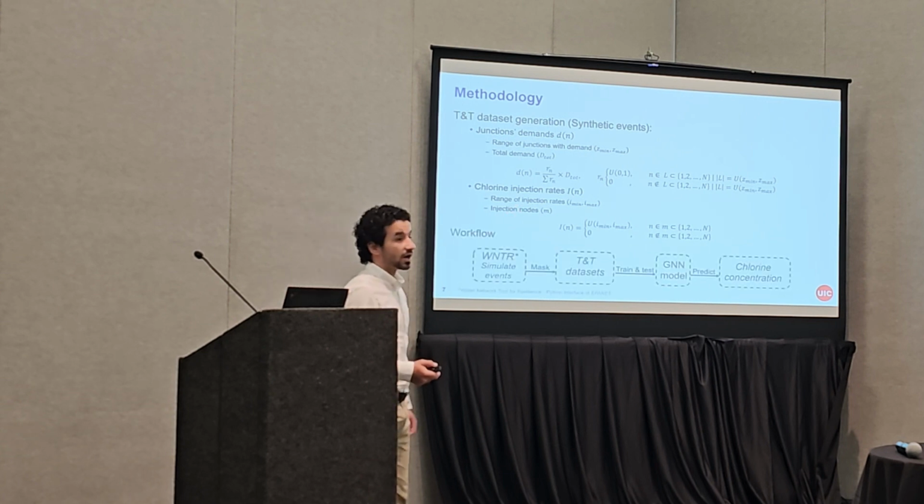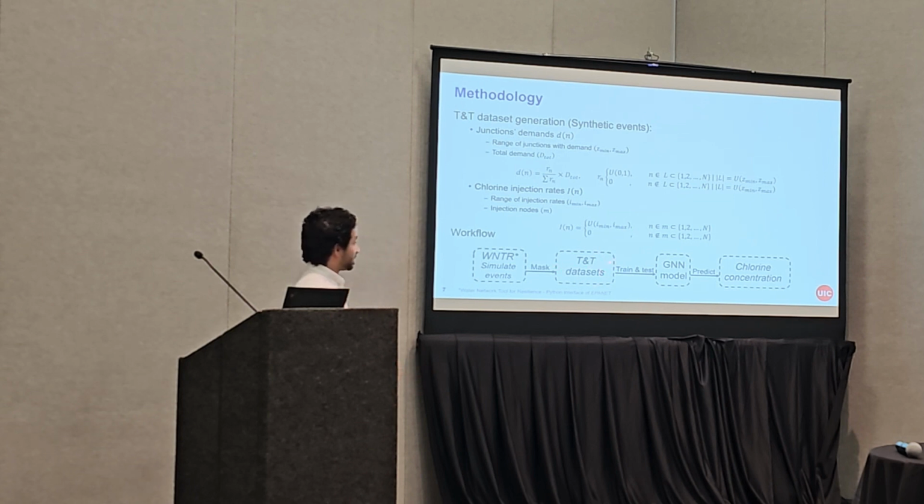Once these events are created, we pass them to WNTR, which is the Python interface of EPANET. We get the results from WNTR. We do masking, as I will be explaining in a few seconds, to create the training and testing data sets that will be used to train the model, and the model will then be used to predict the green concentration.